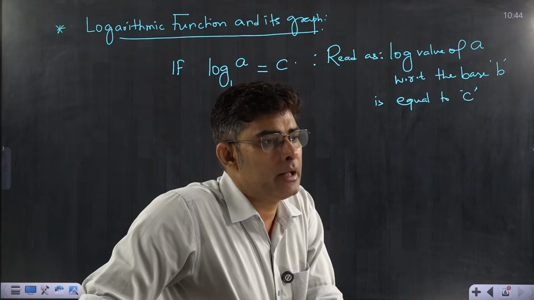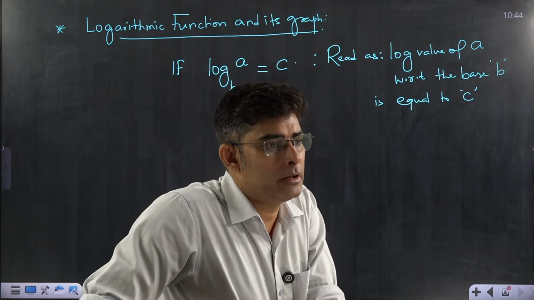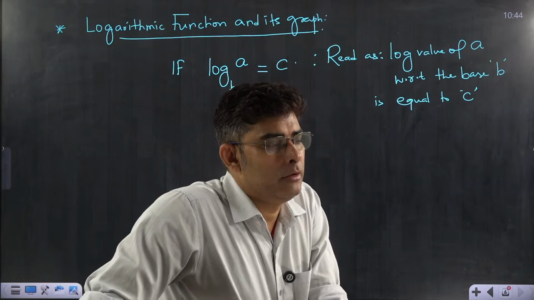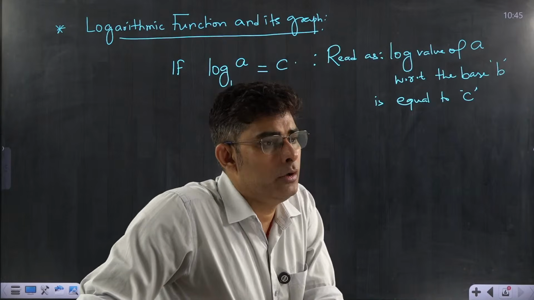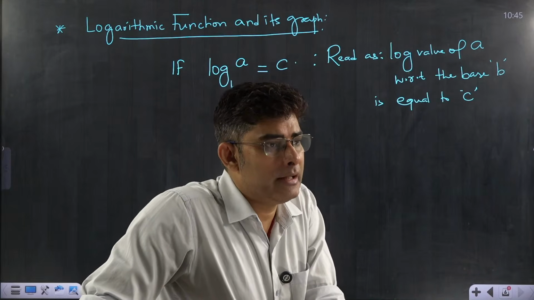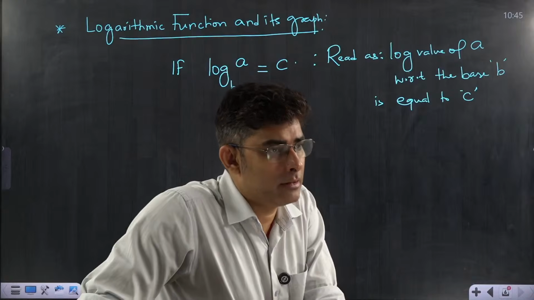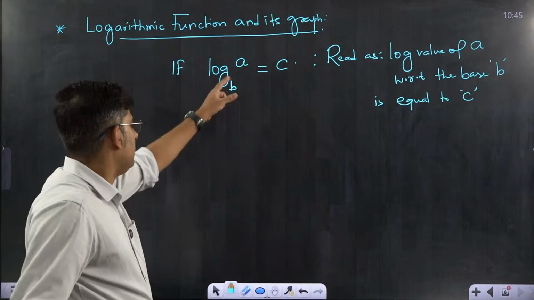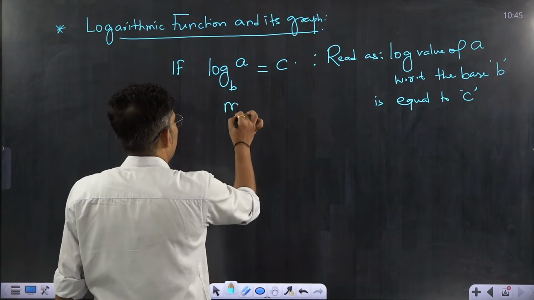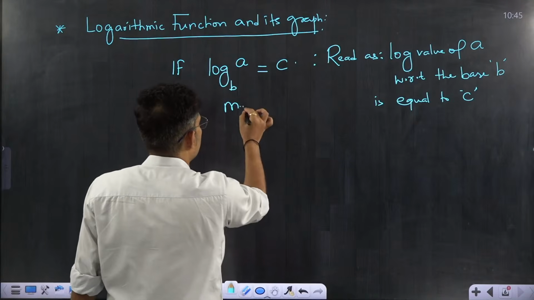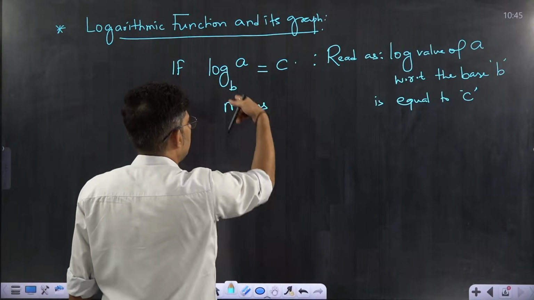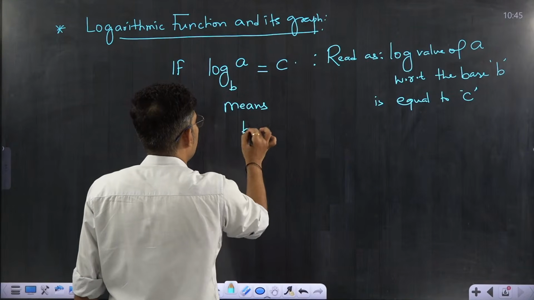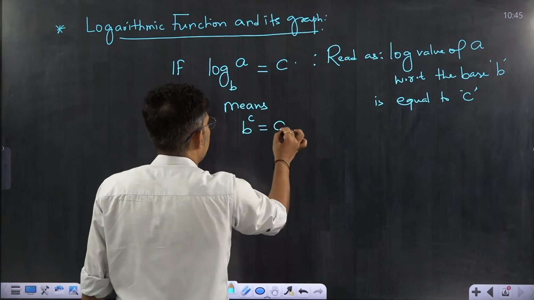It is not atomic number and mass number. So log a to the base b is equals to c. This gives you power. It represents power. So how we understand it, it means b to the power c is equals to a.